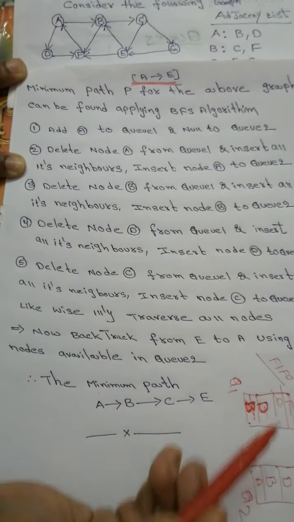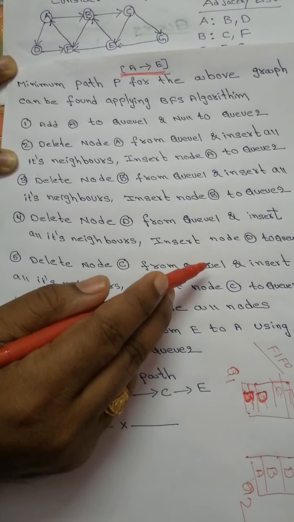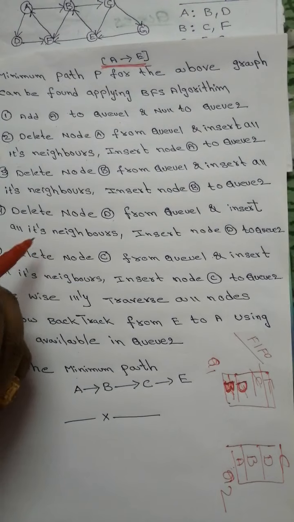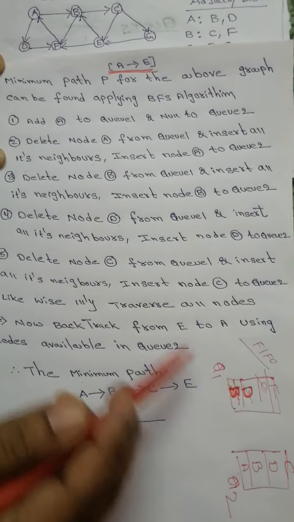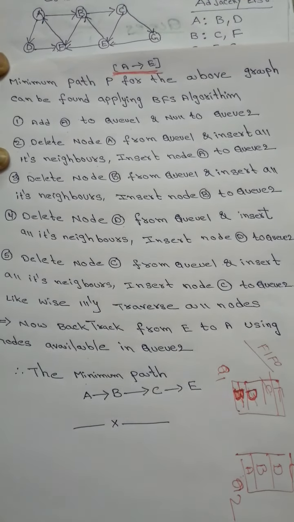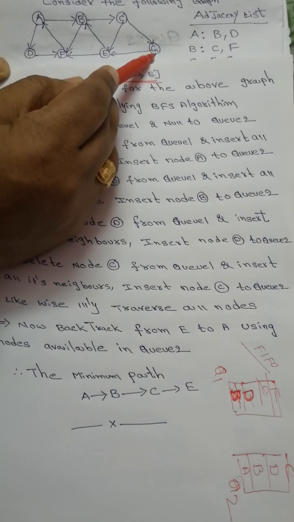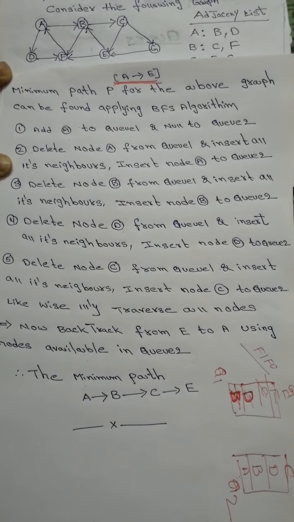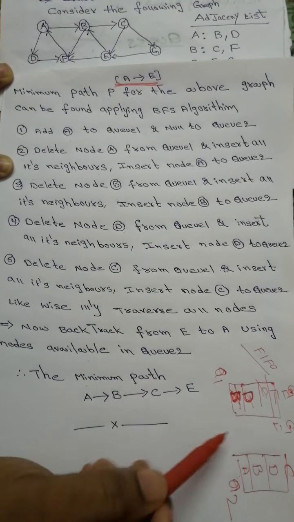Then remove C. Delete node C from Q1 and insert it into Q2. Delete node C from Q1 and insert all its neighbors. Now what are the neighbors of C? E is a neighbor of C, and G is a neighbor of C. Insert E and G.